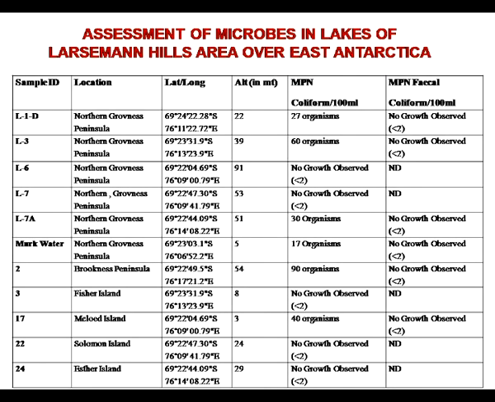In the next slide, you will see how coliform bacteria have also been found in the lake samples. We found 27 different types of coliform organisms in northern Grosvenor Peninsula, and 60 types of organisms in northern Grosvenor Peninsula. So this is quite an alarming situation that we are even polluting our polar region.